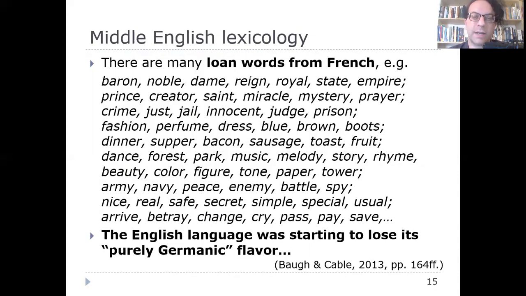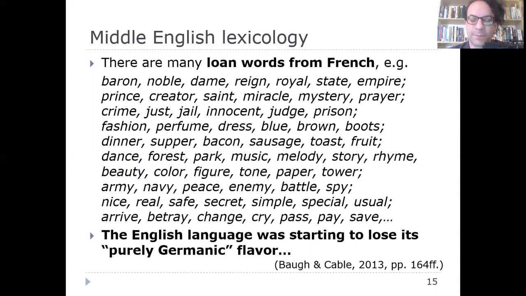Then you have words that have to do with upper class food, so dining, right? So you have dinner, supper, bacon, sausage, toast, or fruit as some good examples of nouns that are connected with food. Then you have just something that I like to call general upper class activities, upper class activity words.